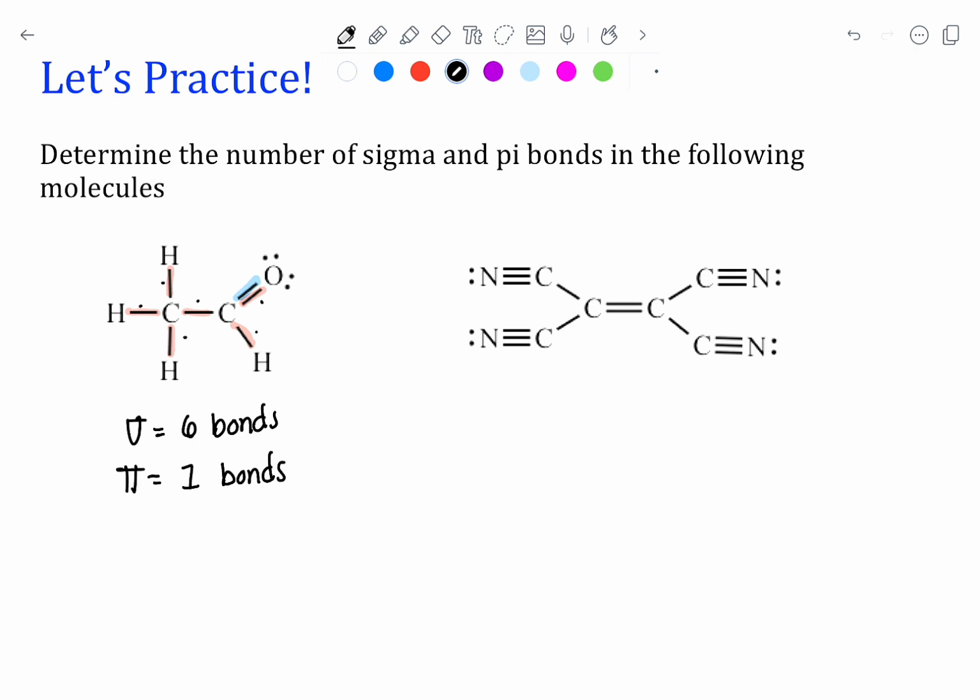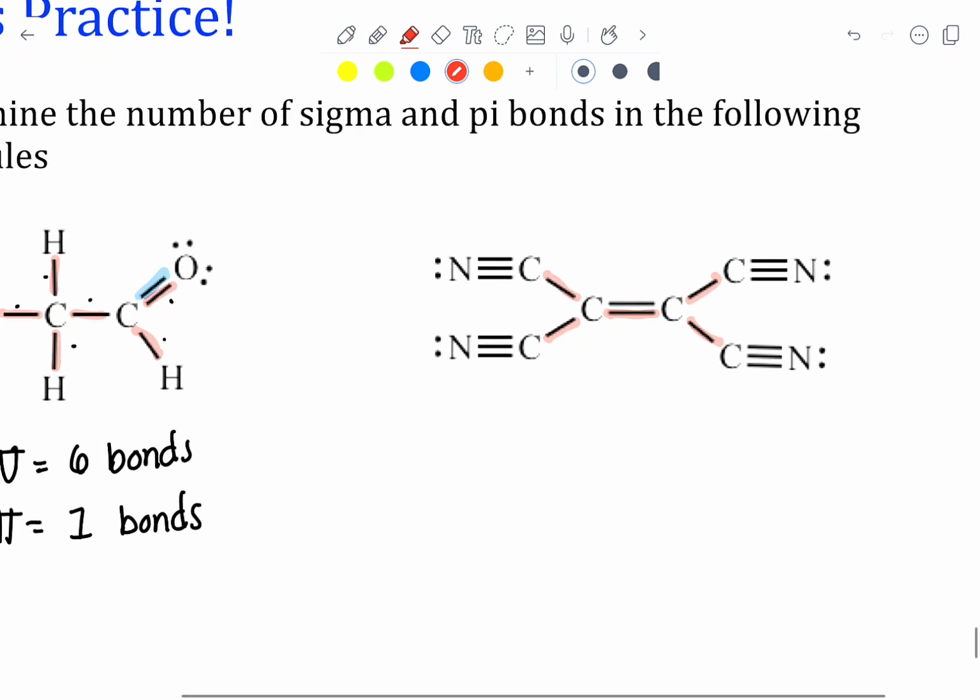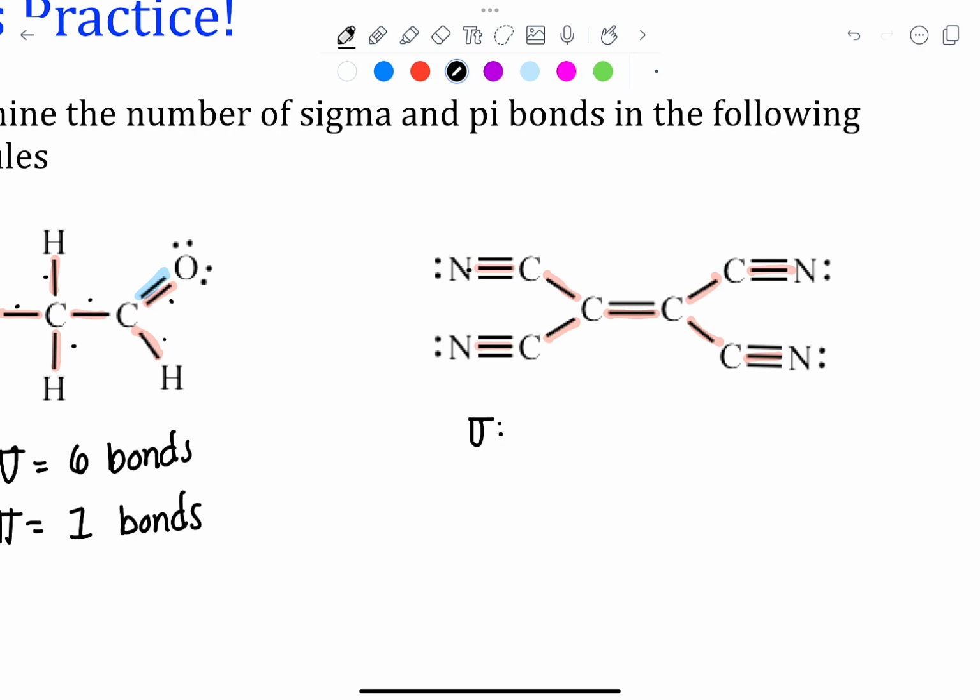Okay, in our next example we have a couple triple bonds, so we got to be careful there. So let's first go through with our sigma. So we have a single. Our double bond in the middle here, only one of those is a sigma, and in each of our triple bonds, one of those is a sigma as well. So I'm going to do the middle one. So those are all sigmas. So for sigma, that's 1, 2, 3, 4, 5, 6, 7, 8, 9. Yep, 9 bonds are sigma.